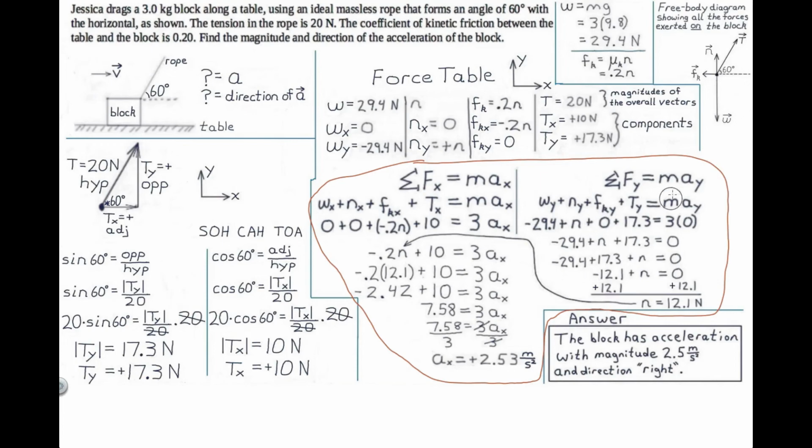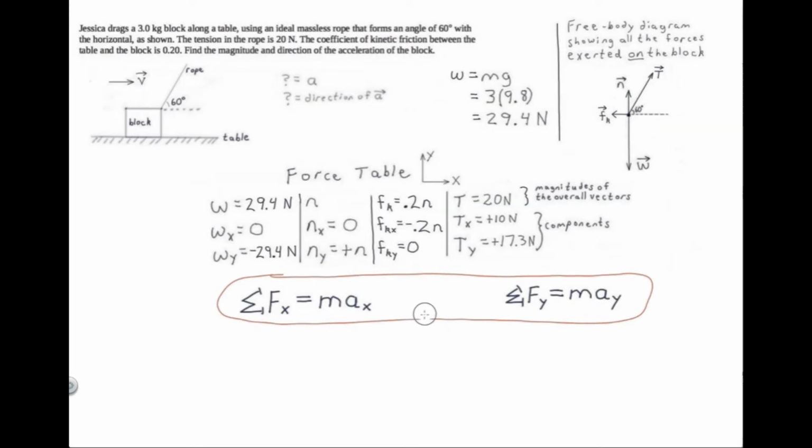Now we're ready to work with the Newton's second law equations. We write two Newton's second law equations, one for the x component and one for the y component. I recommend that you write those two equations at the top of two adjacent columns. Now, can you say exactly what each of the symbols stands for in these equations?